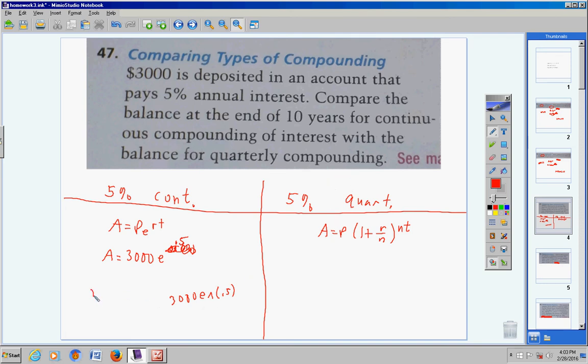$4,946.16. Okay, so that's compounding continuously. Now, let's compare that with compounding quarterly. Alright, so here we go.